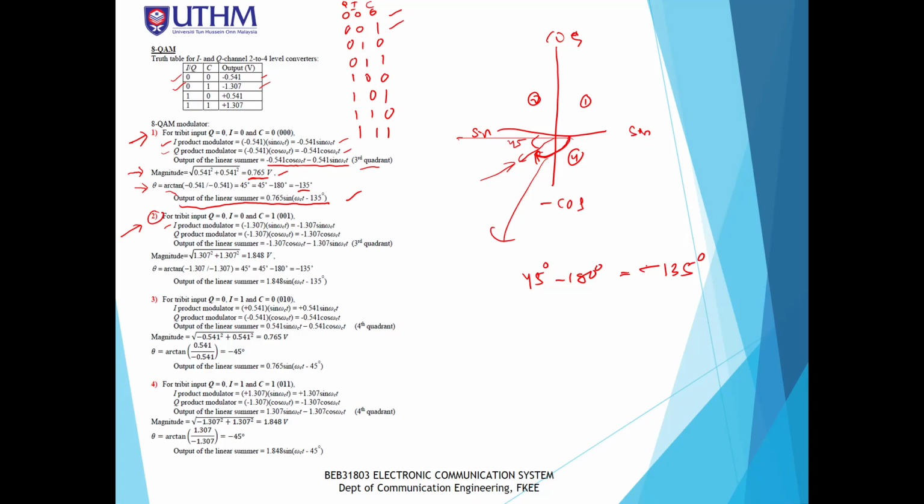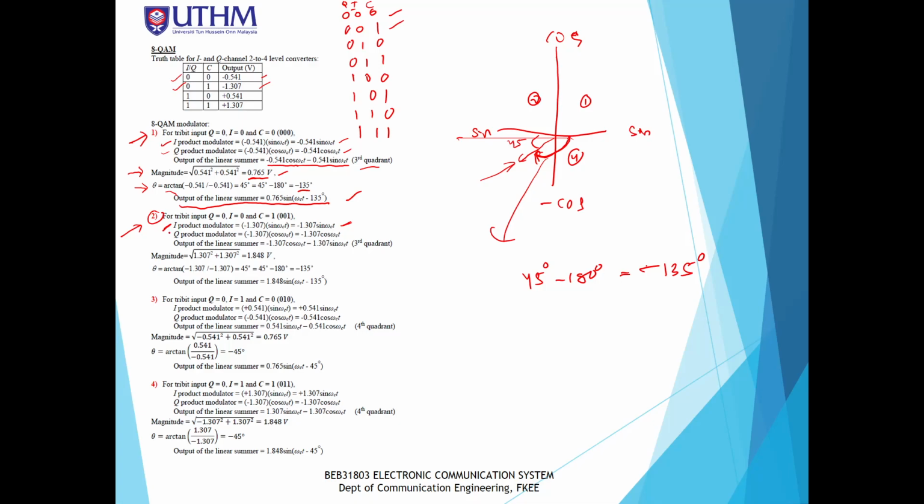Okay, so therefore in the I channel is going to be minus 1.307 multiplied with the sine function. So the output of the product modulator is going to be negative 1.307 sine omega ct.